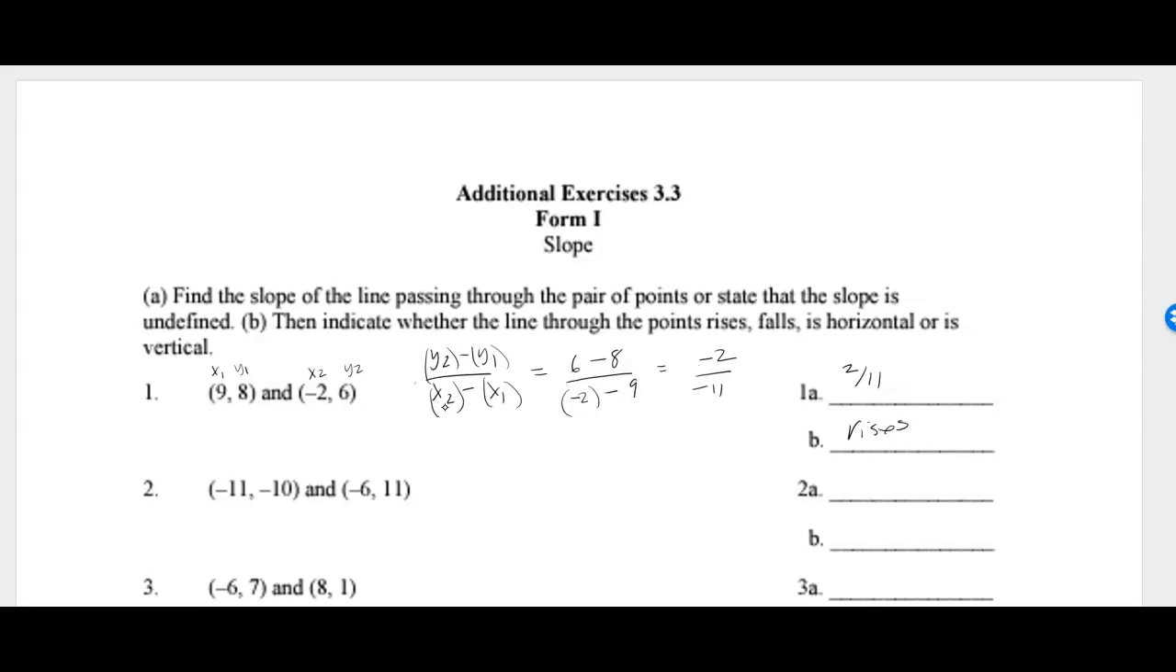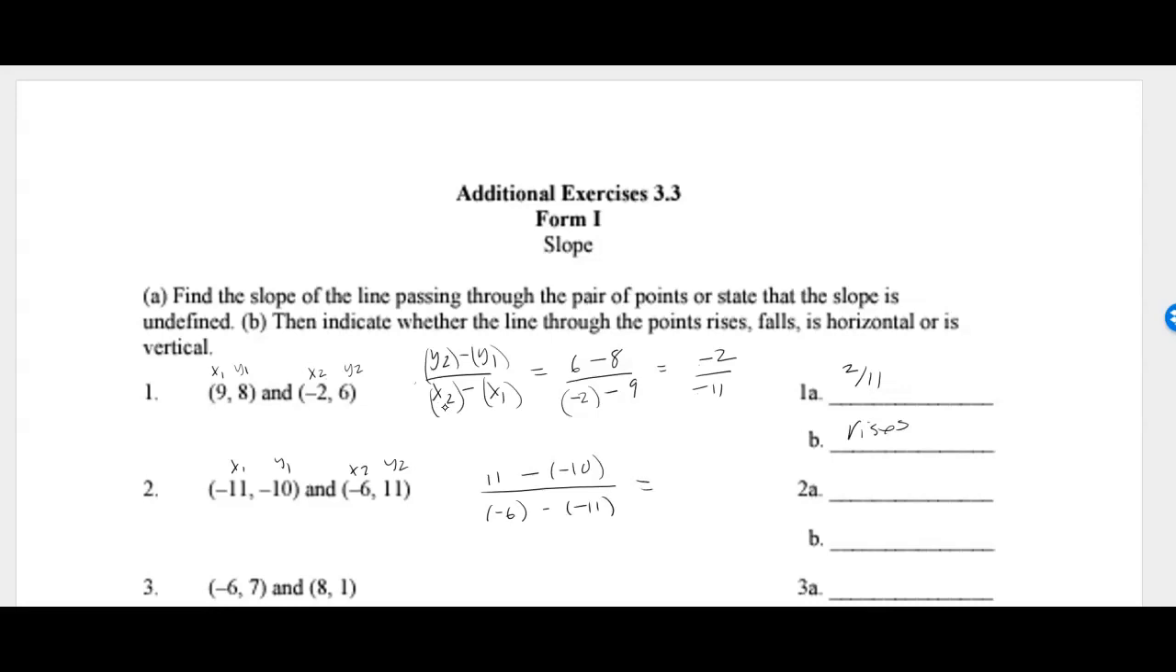Stop the video, try number 2, come back and look. Okay, so for number 2, again, x1, y1, x2, y2. I get 11 minus a -10. Be really careful when you're subtracting negatives. Put your negatives in parentheses all the time in these. So that's y2 minus y1. And then x2 minus x1.